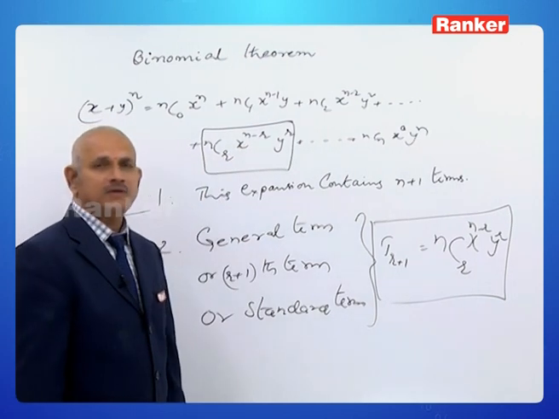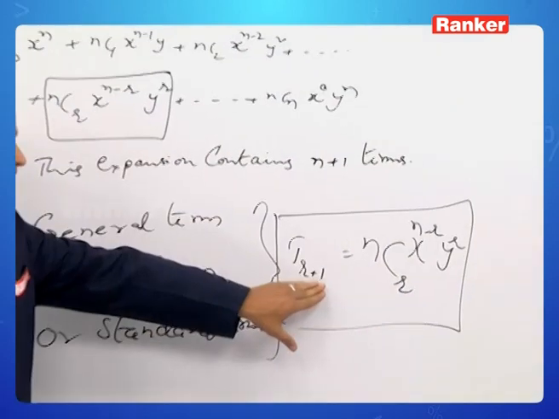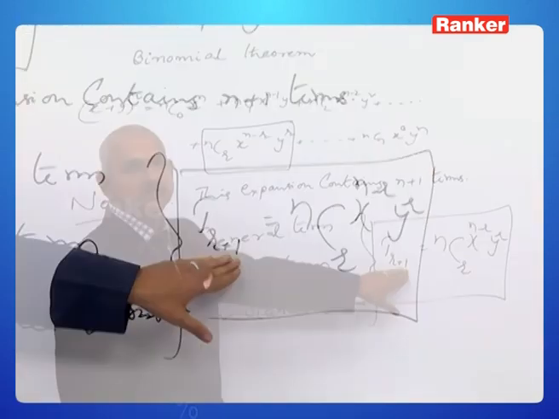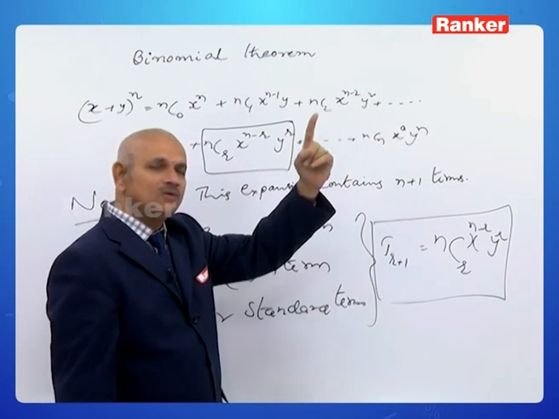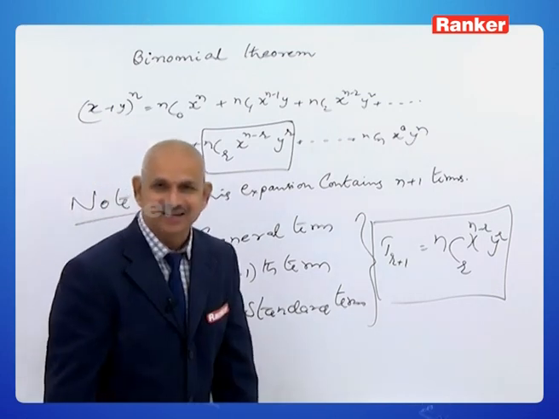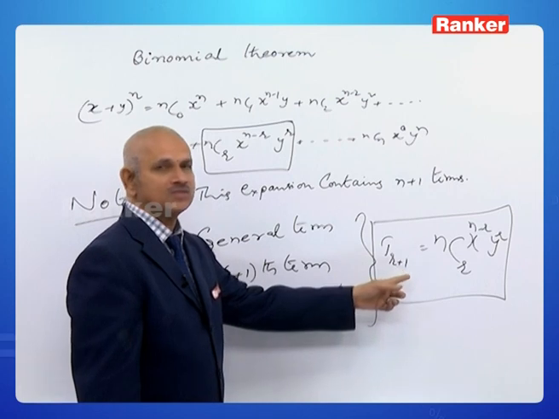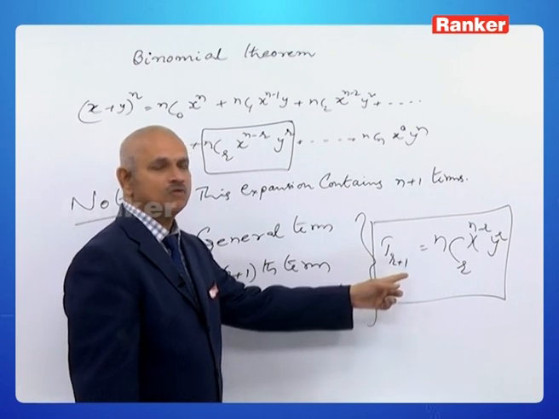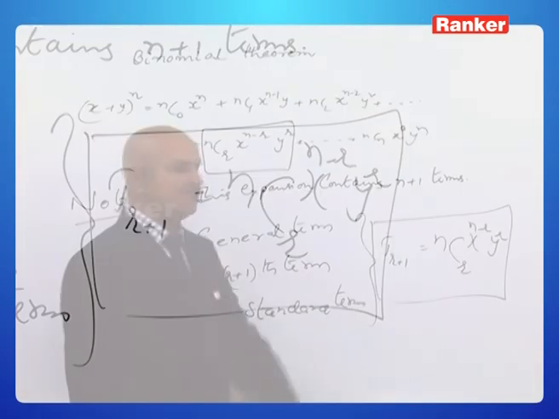If you are required to find, say, the 10th term, imagine 10 in the place of r plus 1. Then what is r? 9. So with what coefficient will it start? nC9. Well, what is the fourth term? r plus 1 is 4, so r is 3. The fourth term starts with nC3: nC3 x to the power n minus 3 y to the power 3.